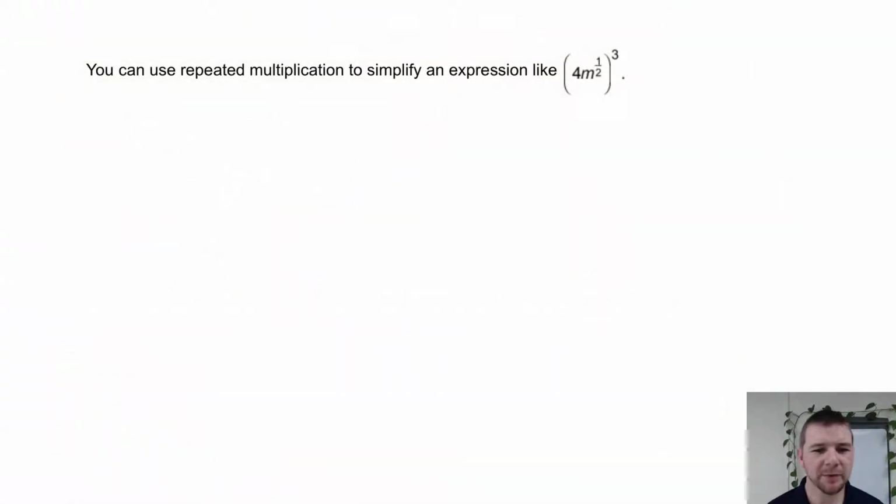You can use repeated multiplication to simplify an expression like (4m^(1/2))^3. (4m^(1/2))^3 is the same thing as 4m^(1/2) times 4m^(1/2) times 4m^(1/2).